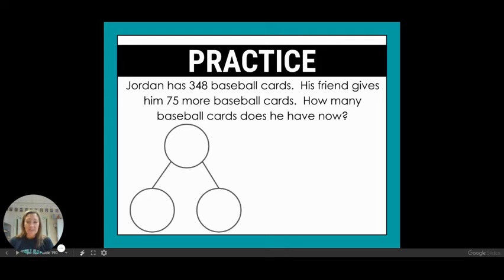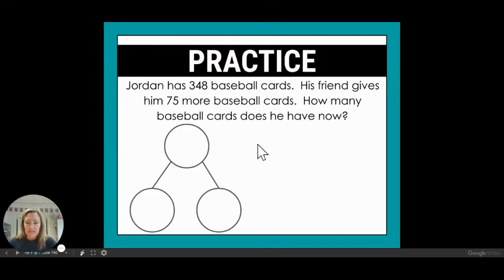Our first step is let's just read through our problem once. It says, Jordan has 348 baseball cards. His friend gives him 75 more baseball cards. How many baseball cards does he have now? I went ahead and set up my number bond. Remember, the one that has the 2 coming out of it would be my whole, and then these are my 2 parts. Let's read through our problem one more time and pause at each important part in order to fill in our number bond.